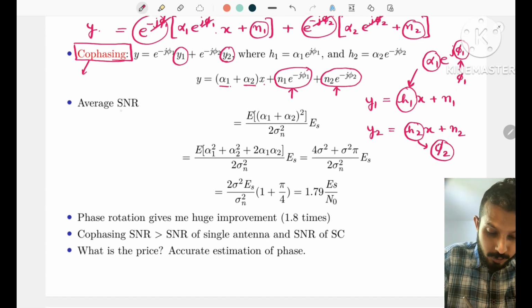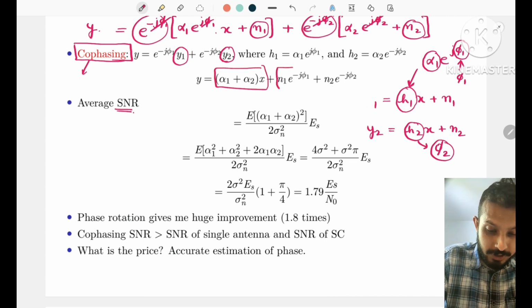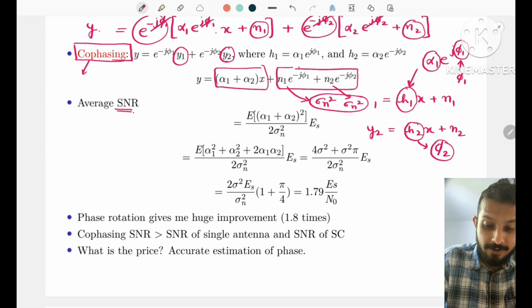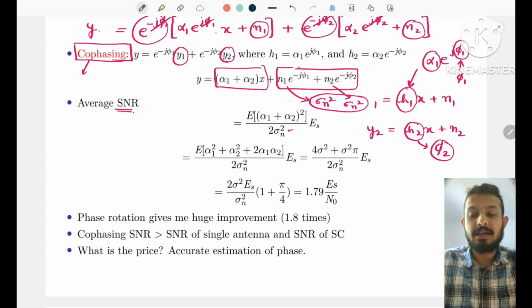So again, we want to compute the SNR. SNR is the ratio of the signal power to the noise power. So we have the expectation of alpha 1 plus alpha 2 whole square, divided by, again, the variance of n1 is sigma n square, and we have variance of n2 as sigma n square. So again, noise is getting added, so we will have 2 sigma n square in the denominator.